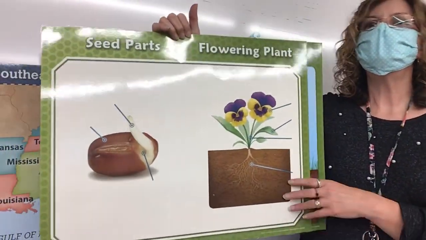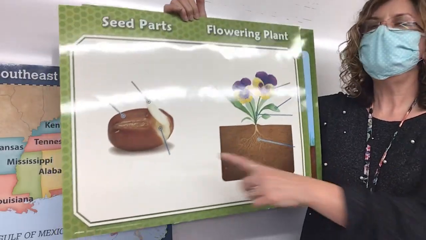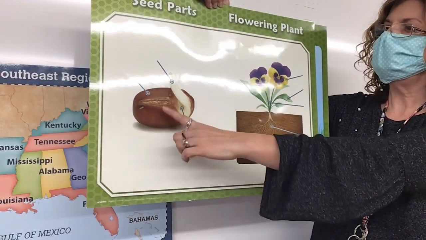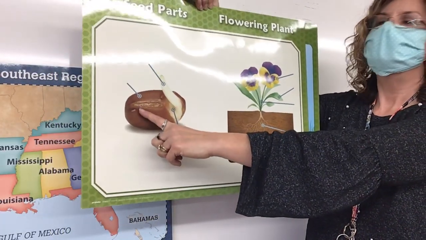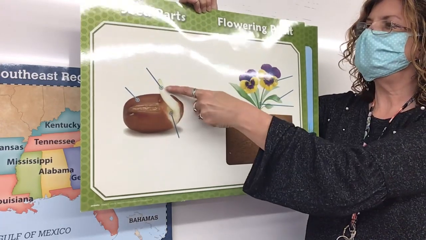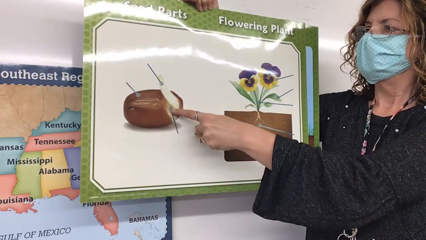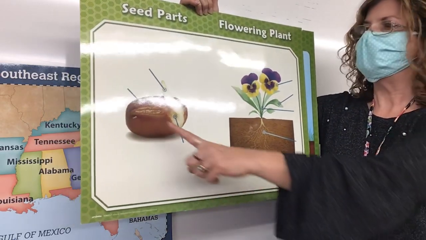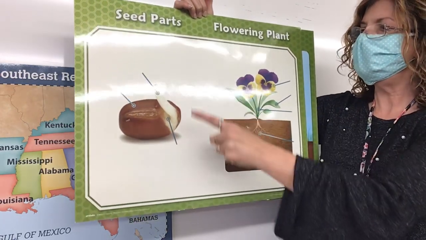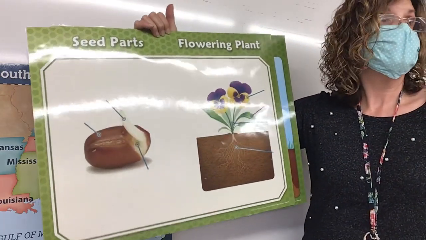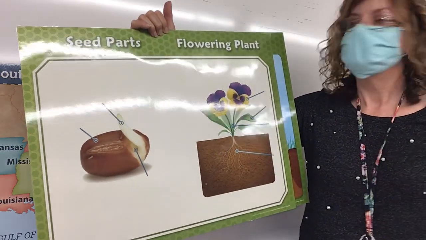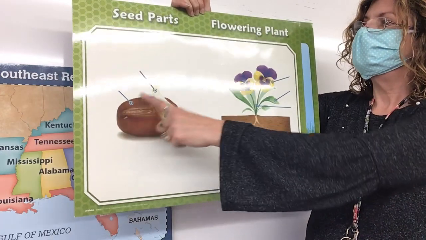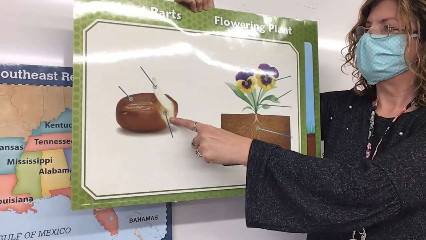Our charts for science now. Okay, so let's talk about the parts of the seed. This is the seed coat. This is pointing to baby plant. Stored food. Very good. And you're dragging it out again. All you have to do is seed coat, baby plant, stored food. Correct? So let's do it again. Seed coat. Baby plant. Stored food.